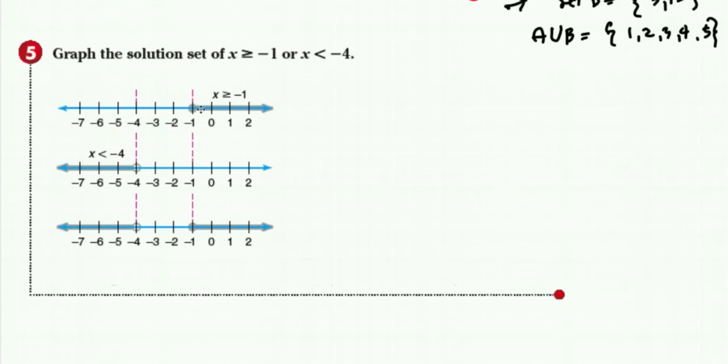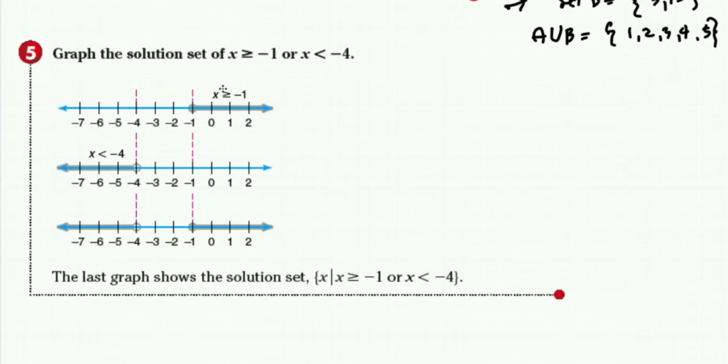So you simply bring down the graph of x is greater than or equal to -1, and you plot x is less than -4. That would be the graph. The last graph shows the solution set such that x is greater than or equal to -1, or x is less than -4. So only one inequality needs to be true for the compound inequality to be considered true. Look at the difference between union and intersection.